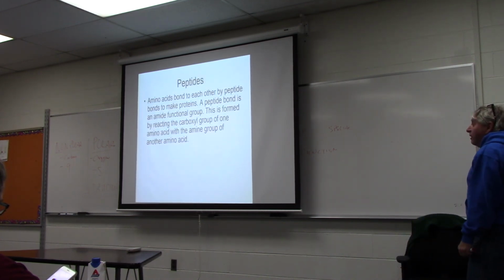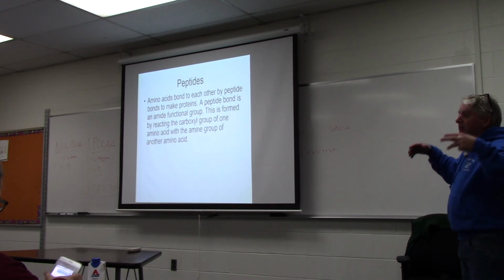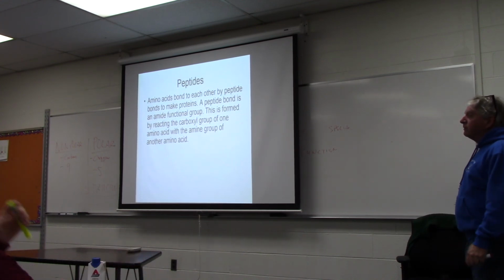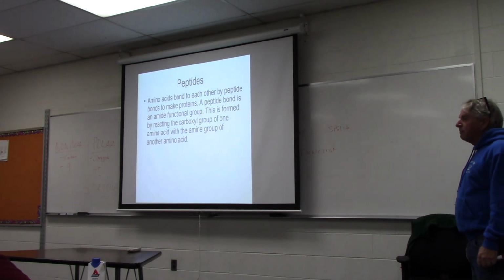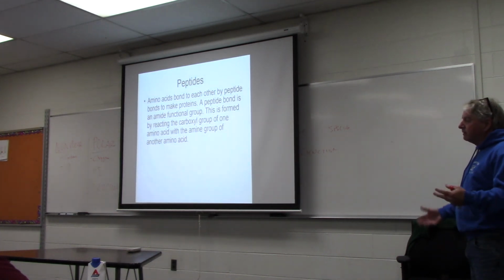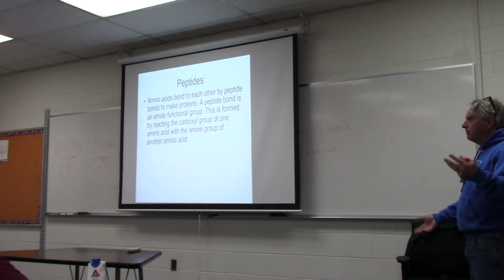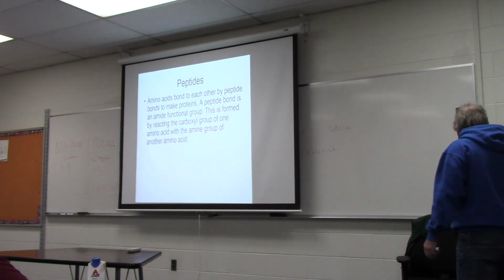Okay. All right, so what we want to do is talk about how proteins are made. And the first thing we need to do is make a peptide. A peptide is 2 amino acids together, all right?